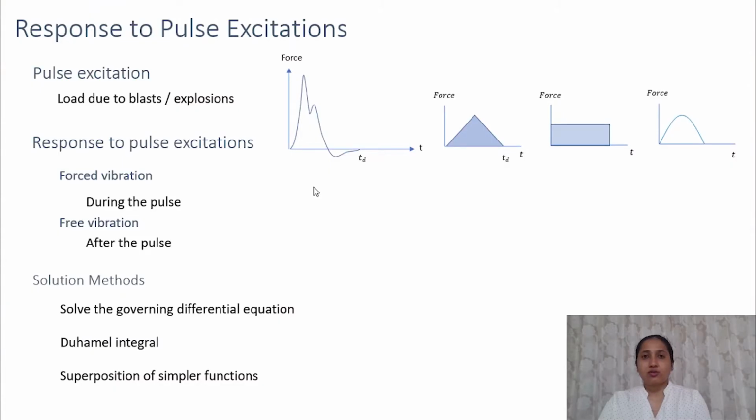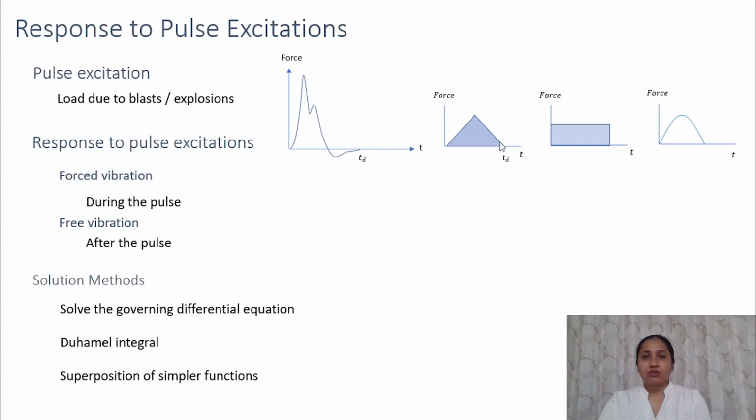So far, we have learned different methods to find the response of a single degree of freedom system under various types of forcing functions. We have learned to solve the differential equation, that is the equation of motion of the system, and find the response. We also learned the Duhamel integral. We can treat any type of force as a series of impulse functions, and then we can use Duhamel integrals to find the response.